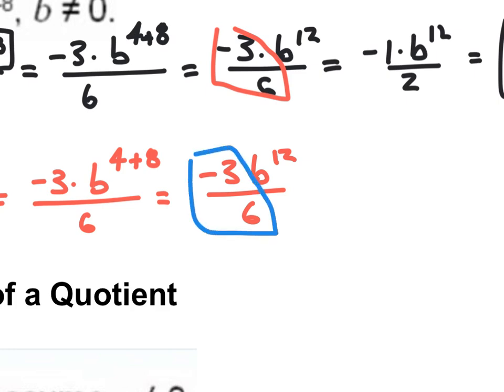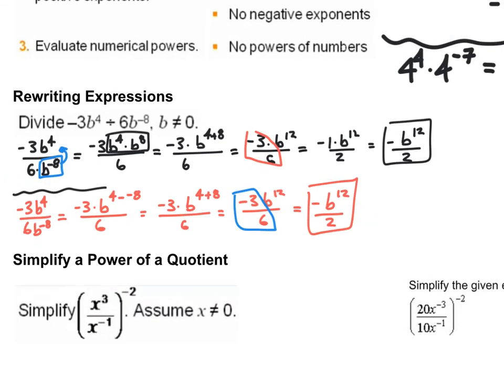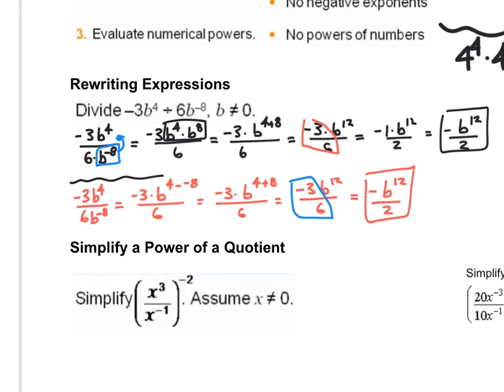So negative 3 divided by 6 simplifies to negative 1/2, and so this would just end up giving us negative b to the 12th over 2. So you get the same thing. And that's the idea. You don't have to always do it one way; there's a number of ways of doing this, and it just depends on how you want to do it.